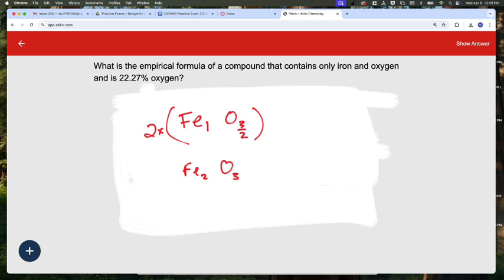Kind of, sort of? So is this the answer or is the last? What did we just do for this one? How did we generate this? Why did I multiply it? Where did I get the numbers? Fe1, O, 3 halves.